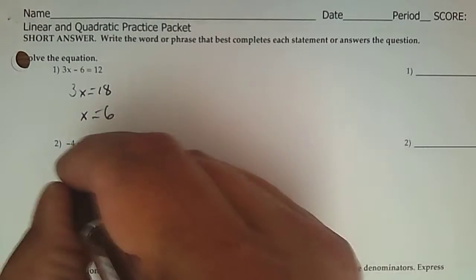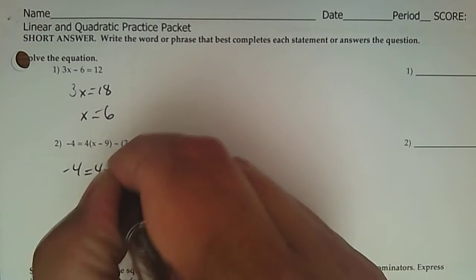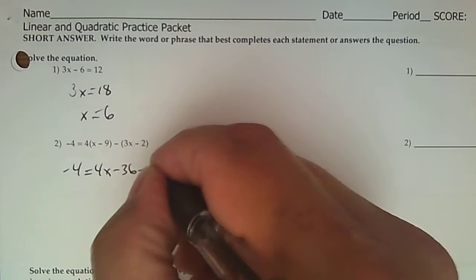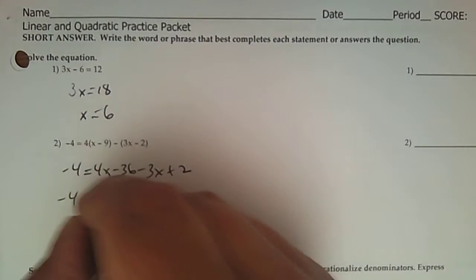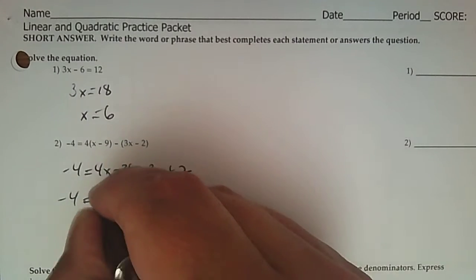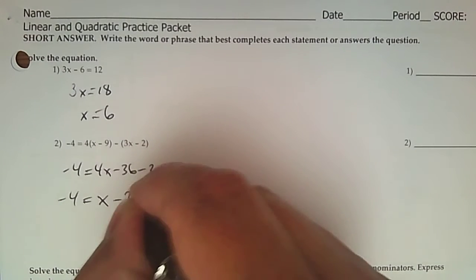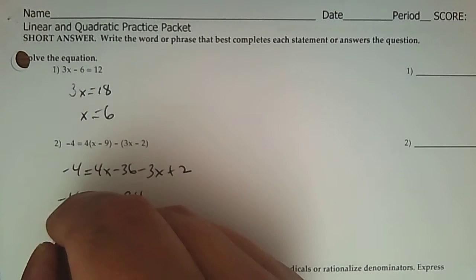Here we have to distribute first and then combine like terms. So let's make sure we distribute correctly. Then let's make sure we combine like terms correctly. And then add 34 to the other side.